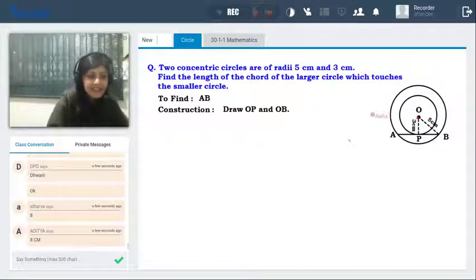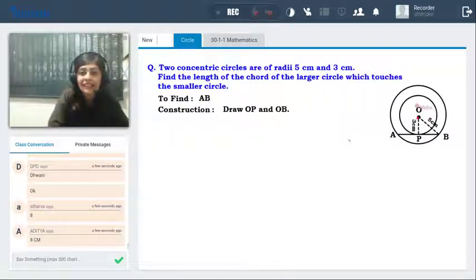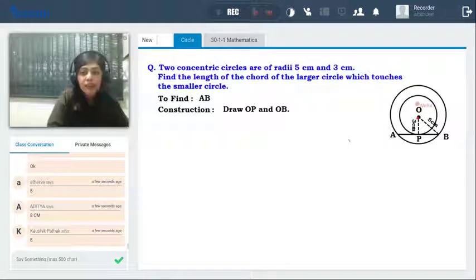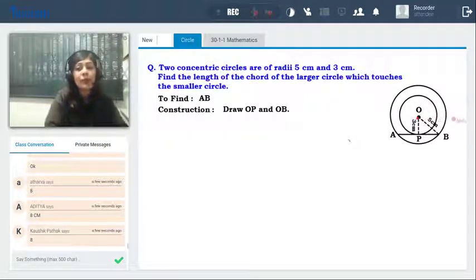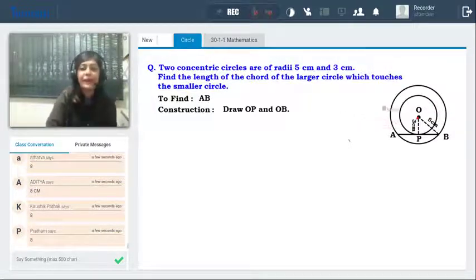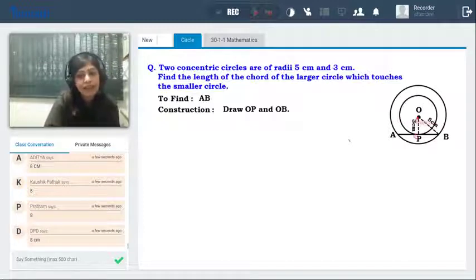Okay, Atharva and Aditya, very good. All right, first I'm going to explain this sum. Okay, so we have center O and two different radii. So we have two circles, one with radius OP, which is 3 centimeters, another circle with radius OB, which is 5 centimeters. All right, Kaushik, Pratham, very good. Okay, so we move to the sum. Find the length of chord AB. This is the chord we're talking about of the larger circle, which touches the smaller circle. Students, we can see AB is the chord of the larger circle, which touches the smaller circle at P.